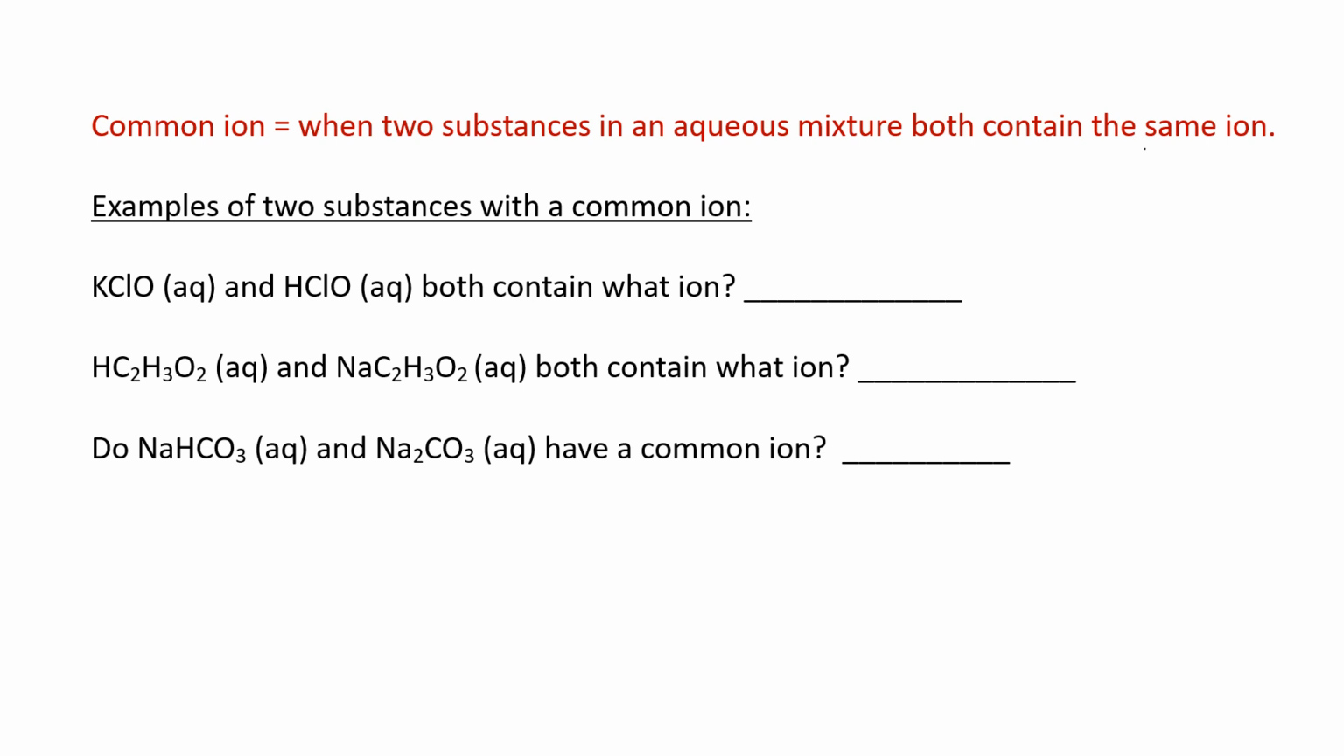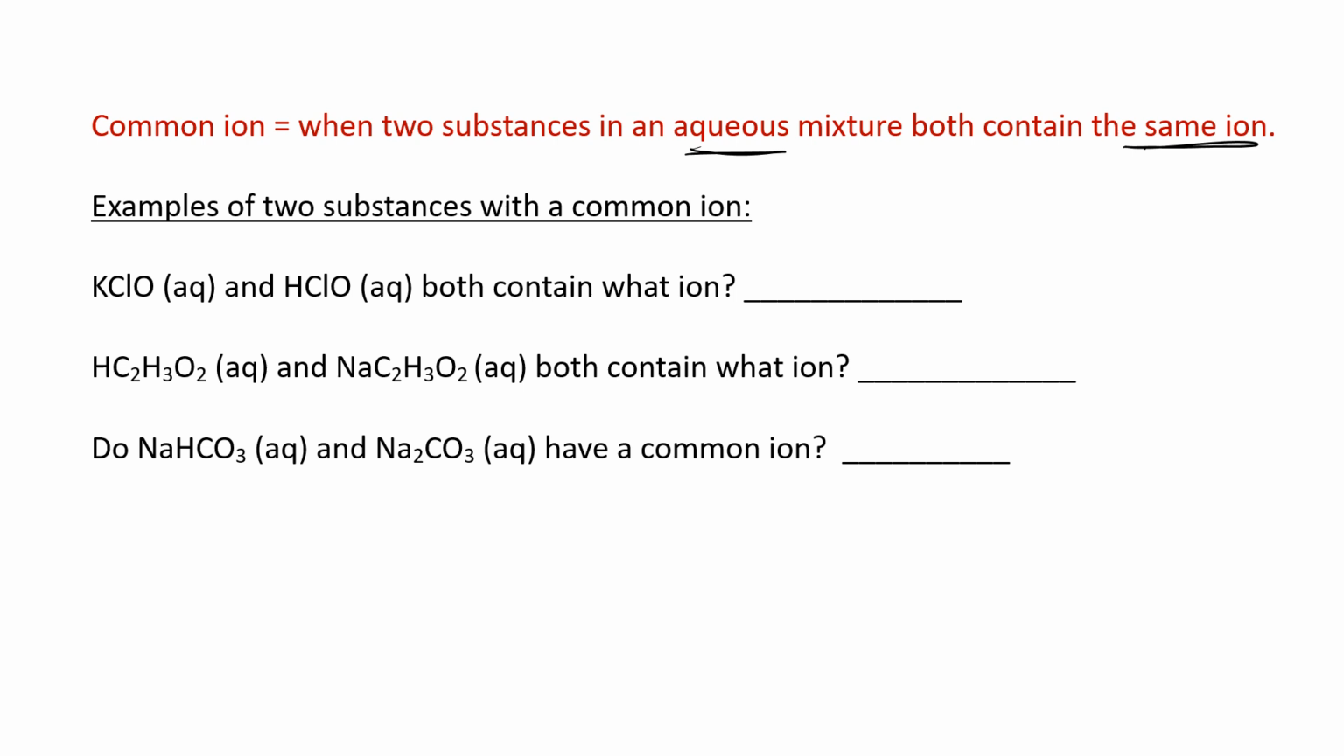Welcome. In this video, we're going to take a look at the common ion effect and see how this affects acid-base equilibria calculations we might do. So first, we want to understand what the term common ion means. This is when you have two substances in an aqueous mixture that both contain the same ion. So let's take a look at some examples.